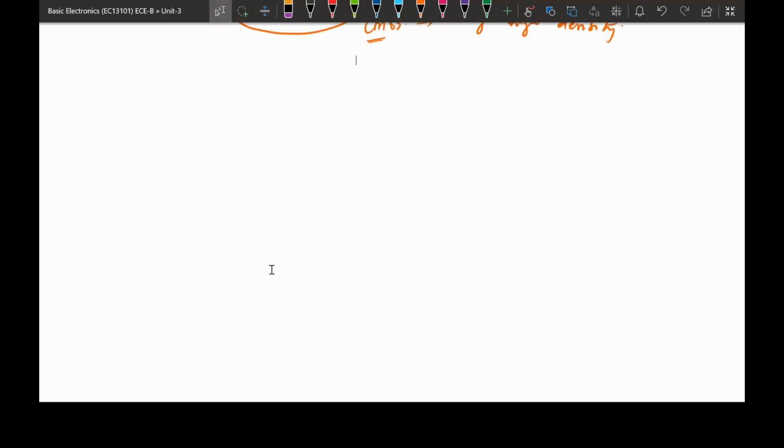So suppose we are going to fabricate a MOSFET. We can write: construction of MOSFETs. We can see the construction from here. We have two different types of MOSFETs, depletion and enhancement mode. The similar construction is there for both.